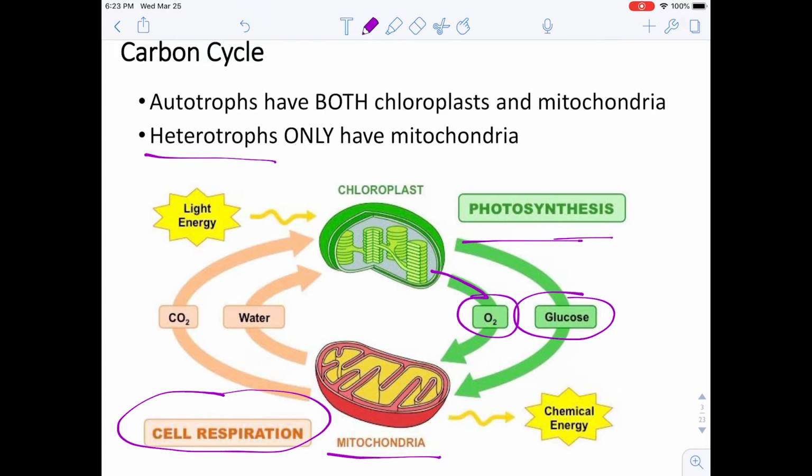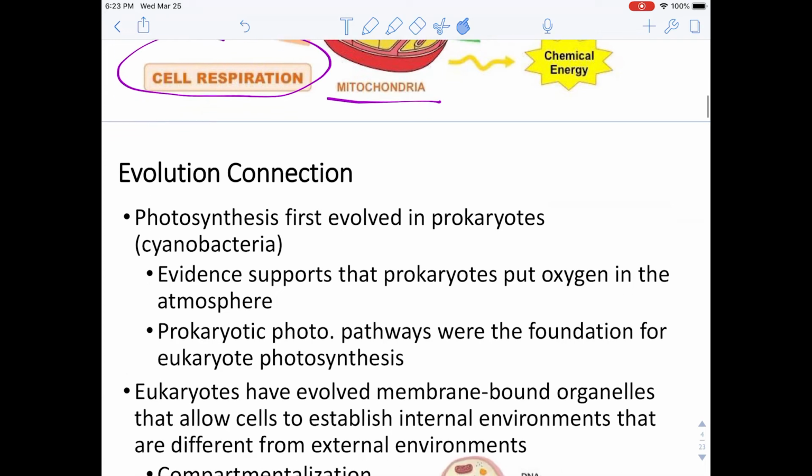Now, the other thing to keep in mind is that plants, autotrophs, have chloroplasts, of course, for photosynthesis. That's the location where it happens. But they also have mitochondria, the little powerhouse of the cell. So they have both. That's one big misconception in biology students have. Just keep in mind that plants have both mitochondria and chloroplasts, but we only have mitochondria.